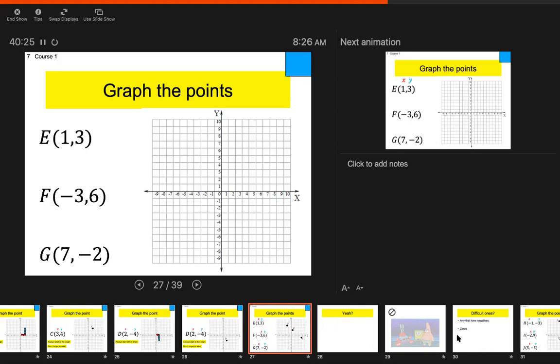All right, let's see. 1, 3. I go X, Y. So I go right 1, up 3. I wind up right smack there, put a big dot, uh-oh, label it E. Yeah, okay. I ran out of letters.